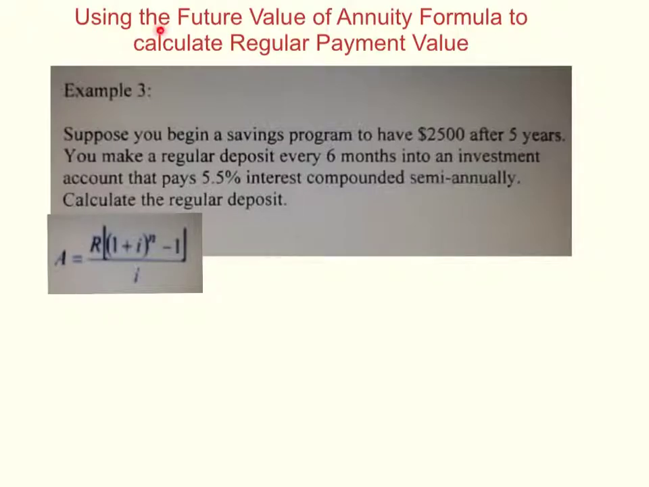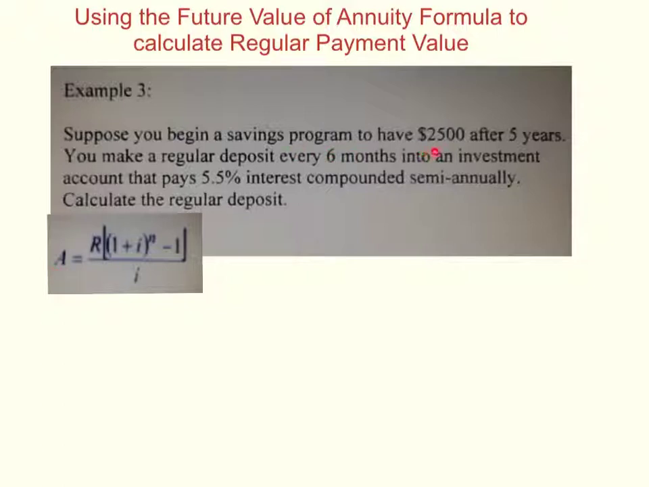Okay, so now we're going to be using the future value of an annuity formula, A equals R times (1 plus I to the power of N, minus 1), divided by I, to calculate the regular payment value. So I need to find the R this time, which means I need to know what I is, what N is, and what A is. Again, remember A is referring to the future value. So I'll read my example.